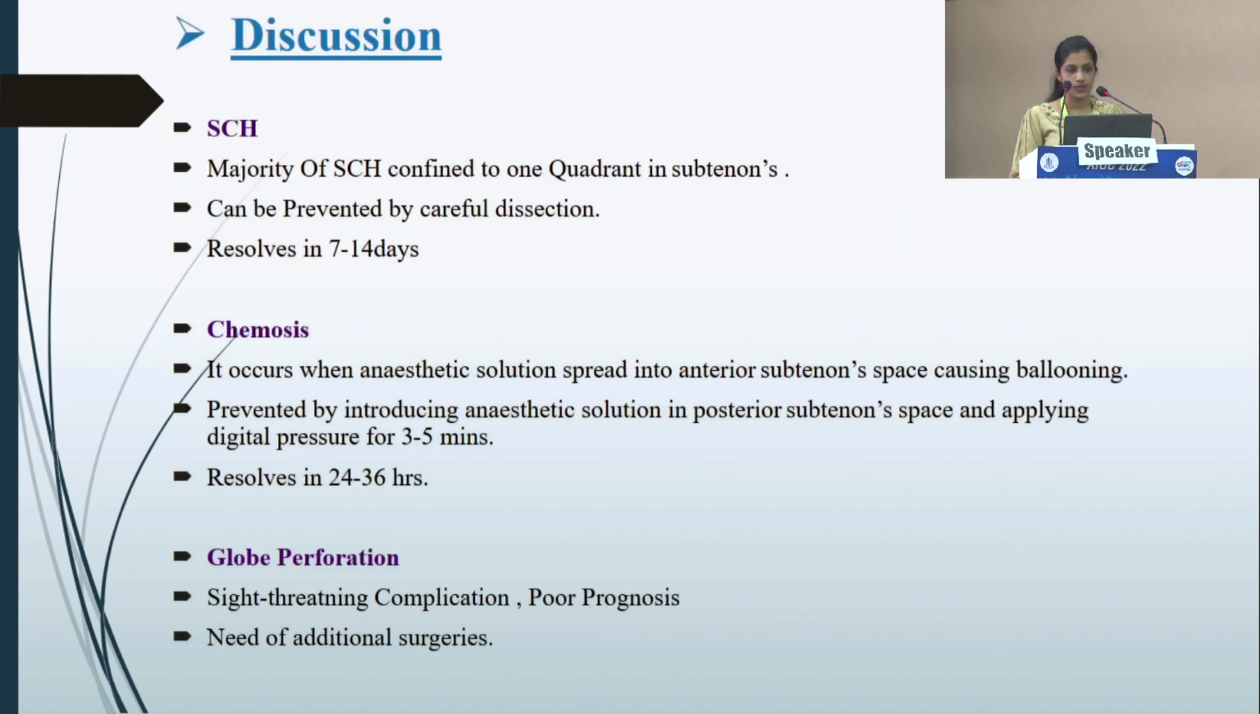Coming to the discussion, the majority of the subconjunctival hemorrhage in sub-tenon anesthesia is confined to one quadrant, and it can be prevented by careful dissection of the conjunctiva. It will resolve in 7 to 14 days. Chemosis occurs when anesthetic solution is spread into the anterior sub-tenon space, causing ballooning of the conjunctiva. It can be prevented by introducing anesthetic solution in the posterior sub-tenon space and applying digital pressure for 3 to 5 minutes. It will resolve in about 24 to 36 hours. Globe perforation is the most sight-threatening complication. It has a poor prognosis and there can be need of additional surgeries.